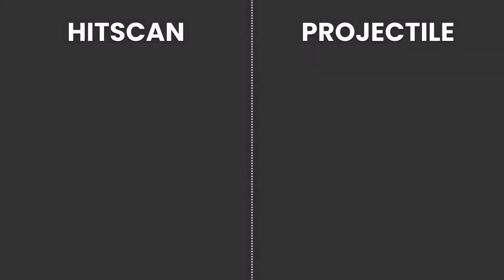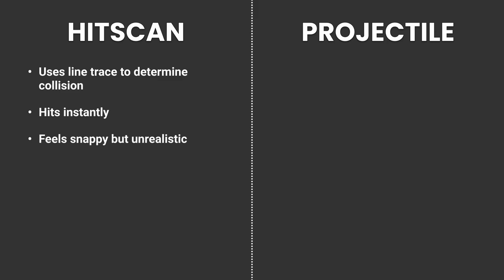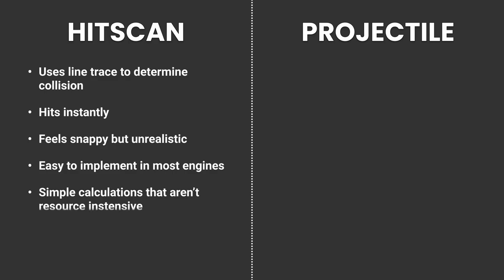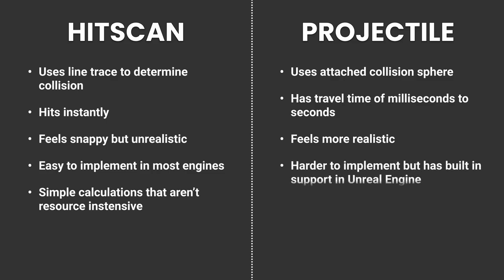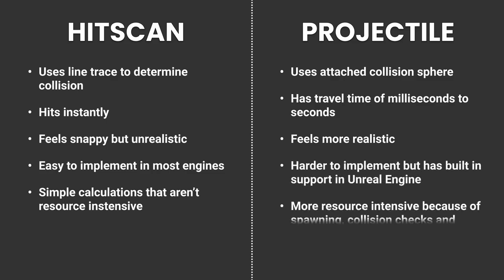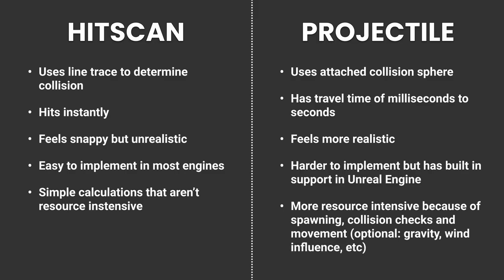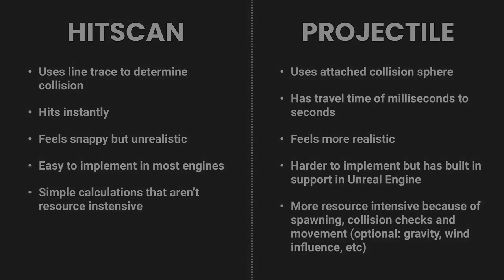Let's look at the differences again. Hitscan uses line trace to determine collision, hits instantly, feels snappy but unrealistic, is easy to implement in most game engines, and uses simple calculations that aren't resource intensive. Projectile uses an attached collision sphere, has travel time of milliseconds to seconds, feels more realistic, is harder to implement but has built-in support in Unreal Engine, and is more resource intensive because of spawning, collision checks and movement. Every bullet needs to be updated every frame so this can get quite heavy.